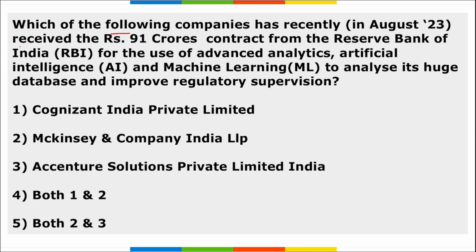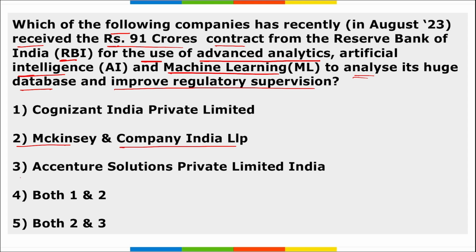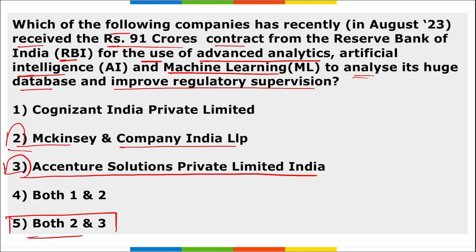Next, which among the following companies recently received a 91 crore rupees contract from RBI for the use of advanced analytics, artificial intelligence and machine learning to analyze its huge database and improve regulatory supervision? It is which 2 organizations? McKinsey and Company India LLP and Accenture Solutions Private India Limited. See, both of them have recently won the contract for 91 crore rupees from RBI for the use of advanced analytics, AI and machine learning to analyze their huge database and improve regulatory supervision. Correct?